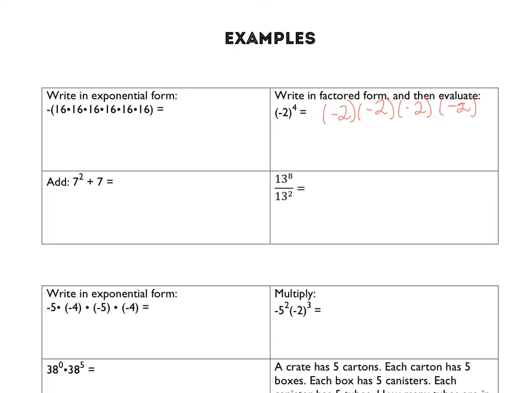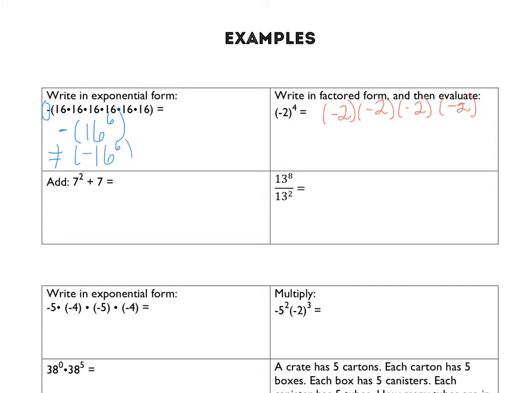Now let's take a look at some examples. This first one, it's really important for us to note that this negative is outside of the parentheses. So we take what's inside of the parentheses, which is 16, and it's to the 6th power, and then we put on our negative. That is not the same as if we were to do it this way.